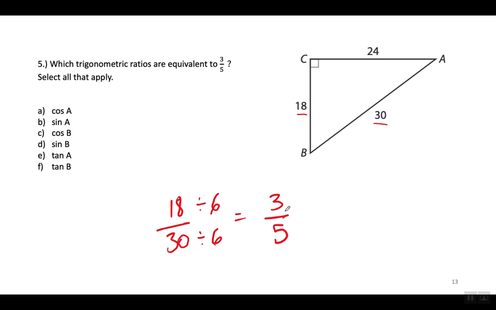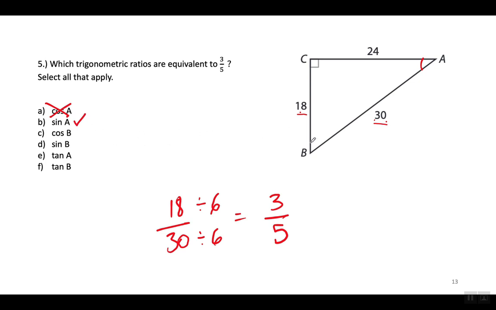All right, so now we just got to look at which of these ratios will give you this side divided by this side. The first answer says cosine of A. From the point of view of angle A, cosine is adjacent over hypotenuse. So cosine of A would be 24 over 30. That doesn't work. How about the sine of angle A? The sine of angle A would be the opposite side over the hypotenuse. That one works.